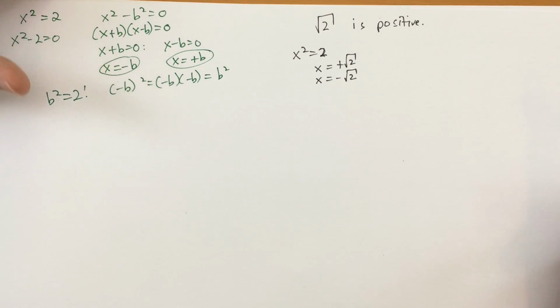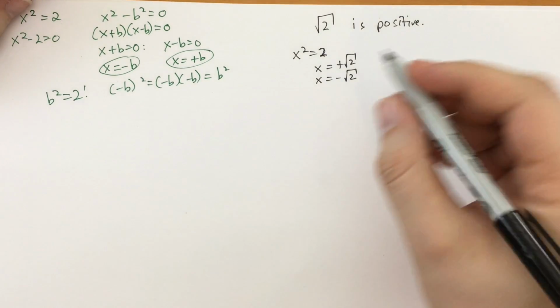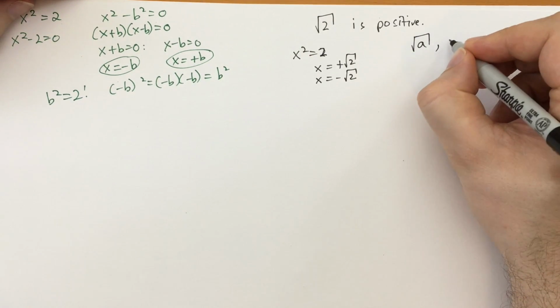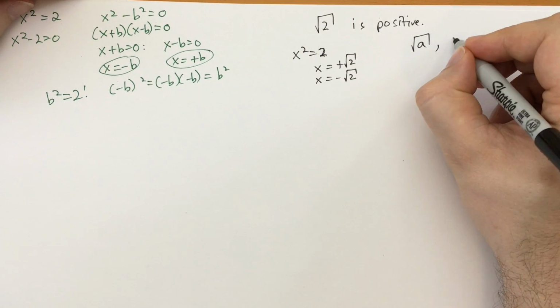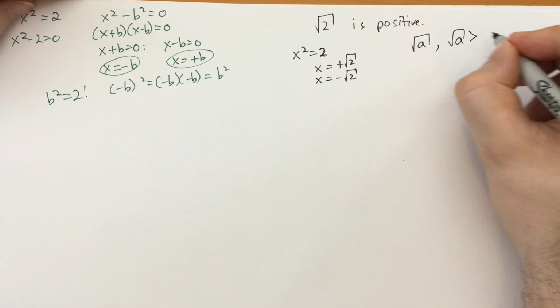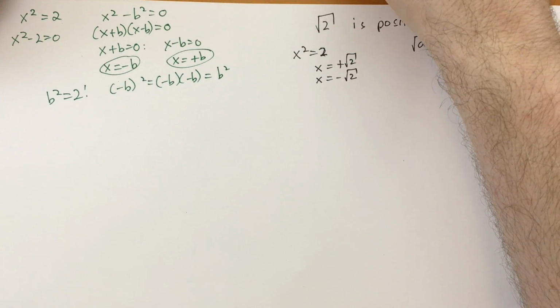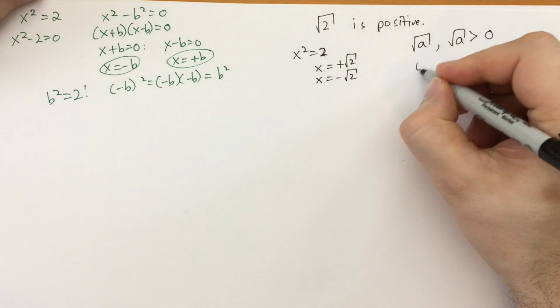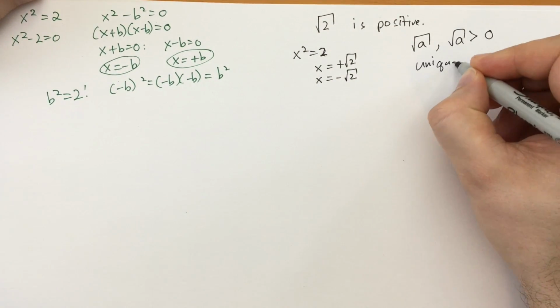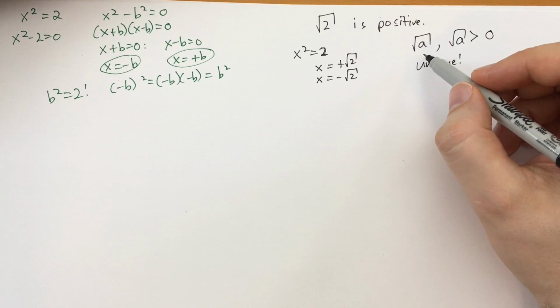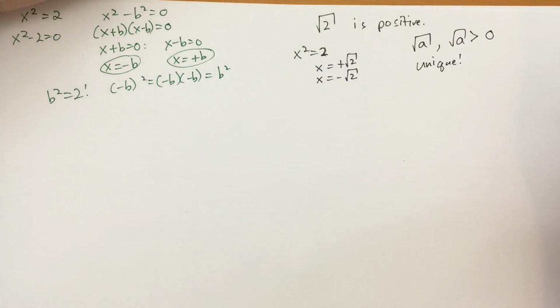Okay? So the general rule is anytime you have the square root of a, that is always greater than or equal to 0. So we write square root of a is greater than or equal to 0. It's positive. Okay? And it's unique. There is no negative number that is the square root of a. By definition, we're just choosing it to be that way.